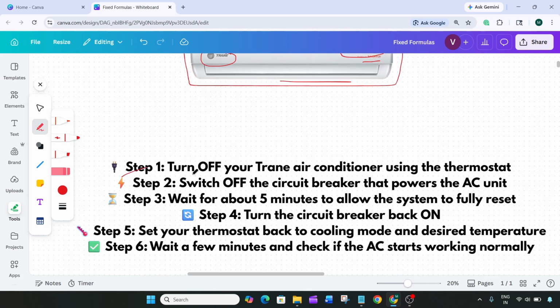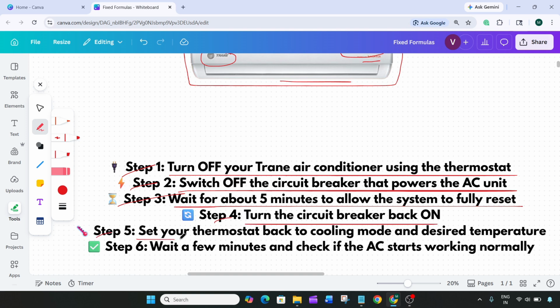Try these. Step 1. Turn off your Trane air conditioner using the thermostat. Step 2. Switch off the circuit breaker that powers the AC unit. Step 3. Wait for about 5 minutes to allow the system to fully reset. Step 4. Turn the circuit breaker back on.